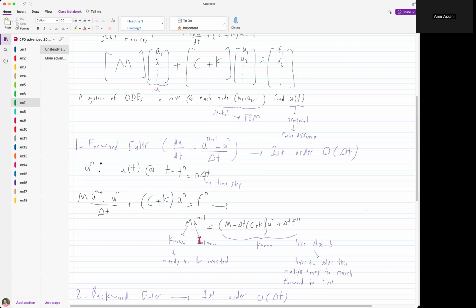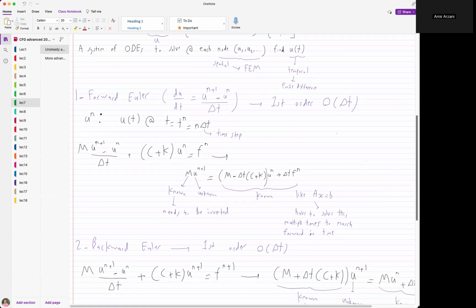And since it becomes diagonal, it's trivial to invert it. You don't really need an AX equal B solver. It now becomes really an explicit scheme that you can just divide by the diagonals and find the solution by just calculating the right-hand side.